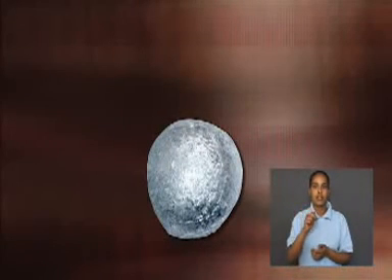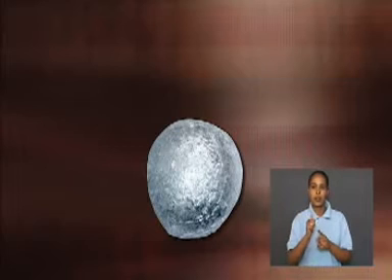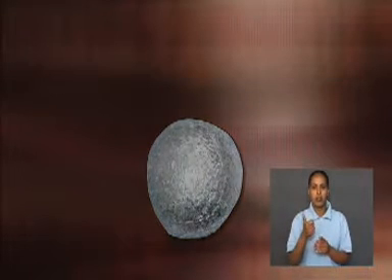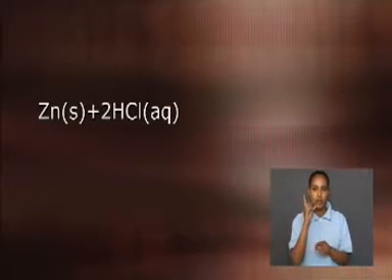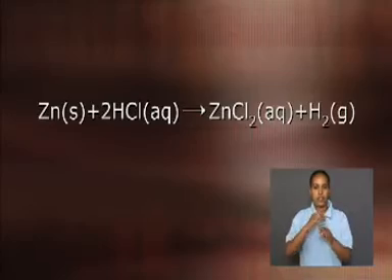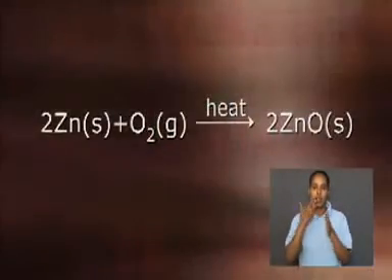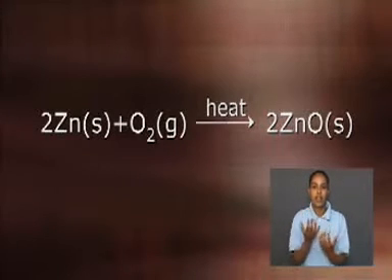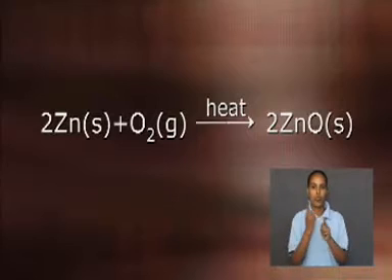Zinc is a silvery-colored solid metal. It tarnishes very quickly when it comes into contact with moist air. Zinc dissolves in dilute hydrochloric acid, setting hydrogen gas free in the process. Zinc also reacts with aqueous solutions of sodium hydroxide. The reaction produces sodium zincate, which means that zinc displays amphoteric properties. When zinc is heated, it reacts with oxygen to form zinc oxide.